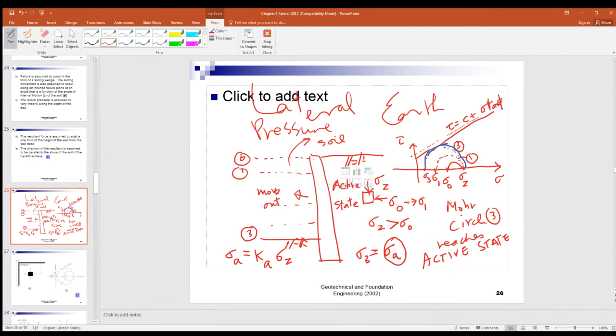Remember, the Mohr circles start to develop from the Mohr circle 0, 1, and 3 until it touches that failure strength envelope. Now, in other words, the retaining wall is moving to such an extent that the active pressure could be fully developed behind the retaining wall. Now, that's the story for the active pressure.